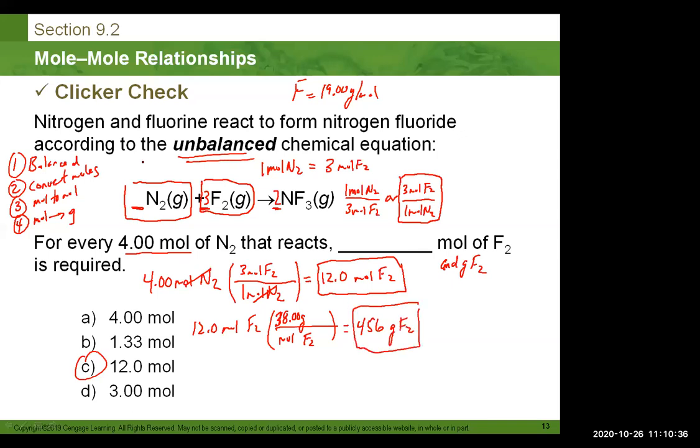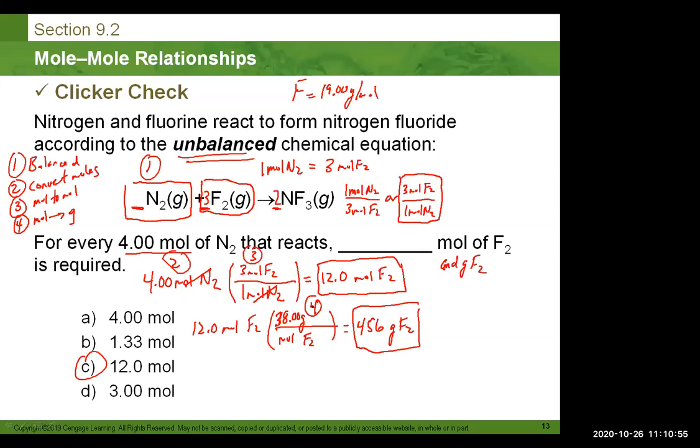Again, they are the same 4 steps. So this is step 1, step 2, convert to moles, step 3. And since we added this part, step 4. Again, you may not always have to do step 4, but it will sometimes be necessary. Any questions on any of those steps?